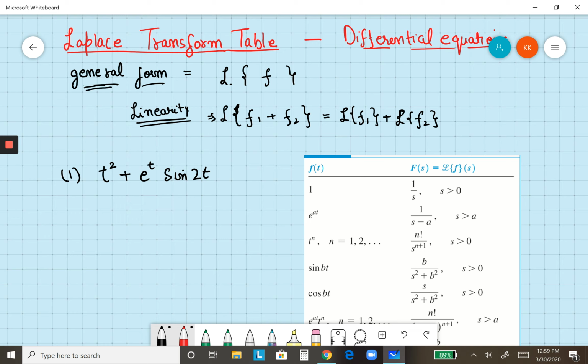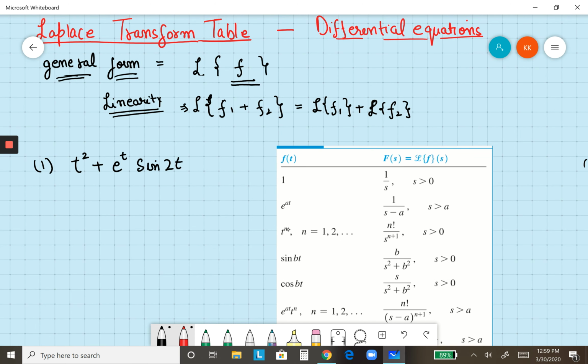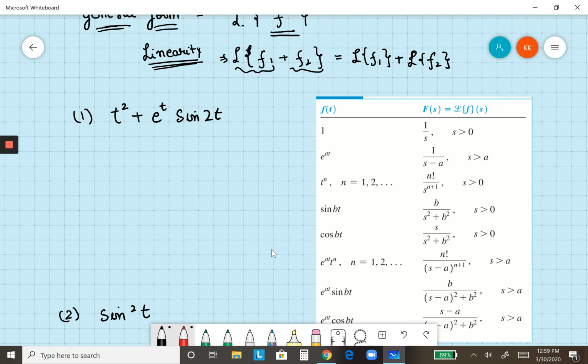So the general form for the Laplace transform is L, curly brackets, and whatever the function is given. And one of the properties of Laplace is linearity, which means we can distribute the Laplace transform into the given function. For example, if we look at our first problem, there are two different parts, so we can distribute it. So it would be L of t squared plus L of e raised to power t sine 2t.